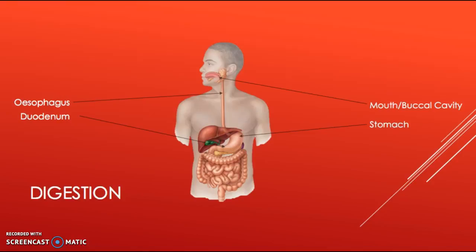Once food is chewed properly, it's swallowed and travels down the esophagus, aided by peristalsis, the wave-like muscular contraction that moves food down the tube-like muscle to the stomach.